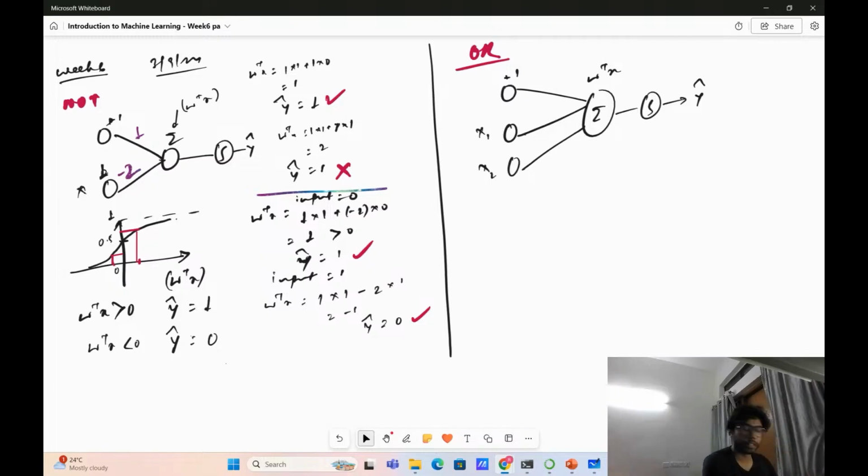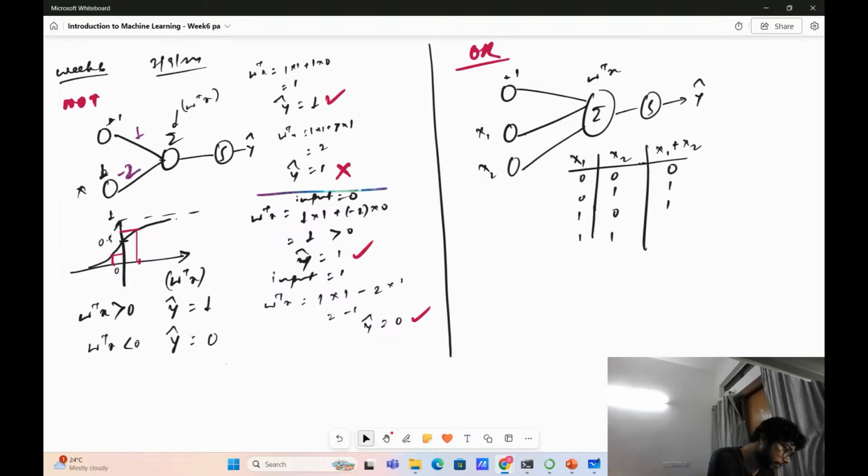So what do we want? If you don't know the weights from before, one good way to construct this network is to draw the truth table first. So that's one way to go. So 0, 0, 0, 1, 1, 0, 1, 1, and x1 or x2. So this will give you 0, 1, 1, and 1.